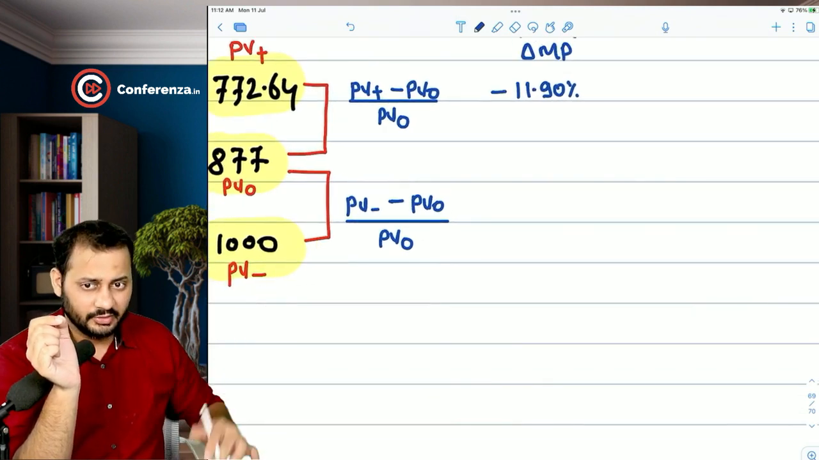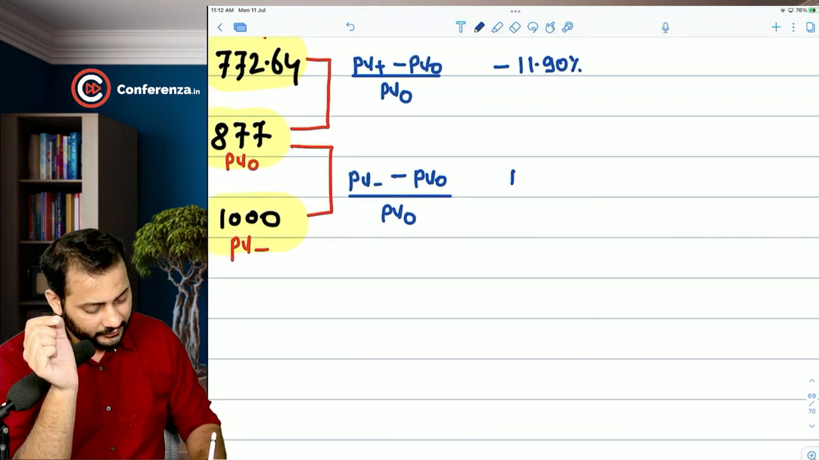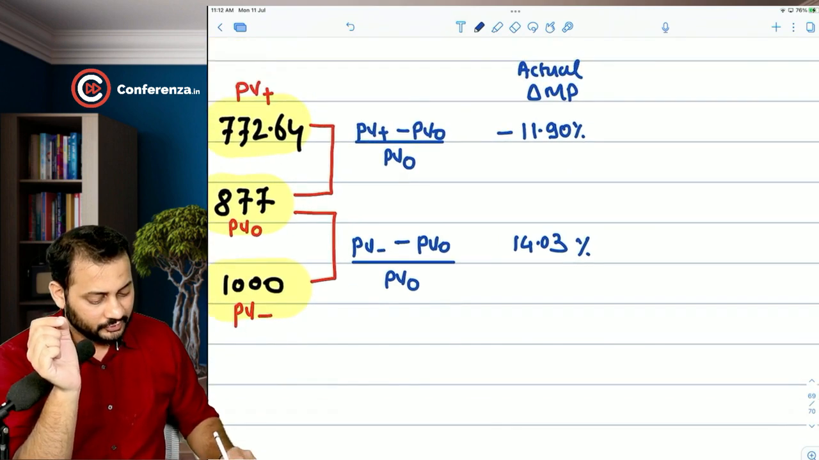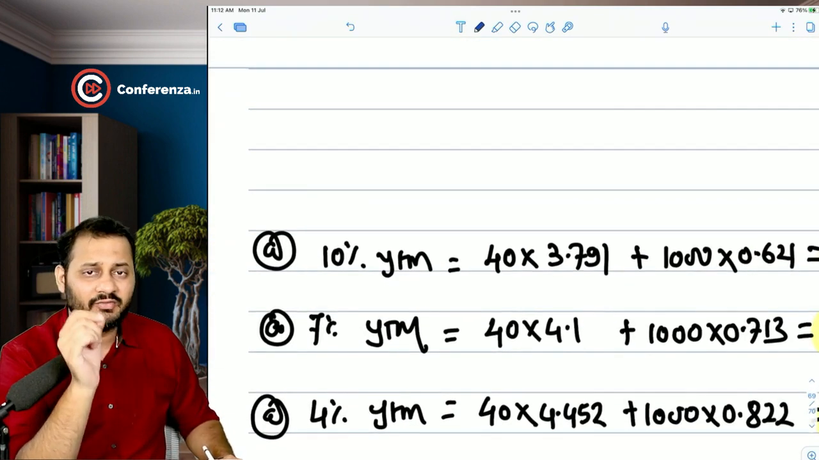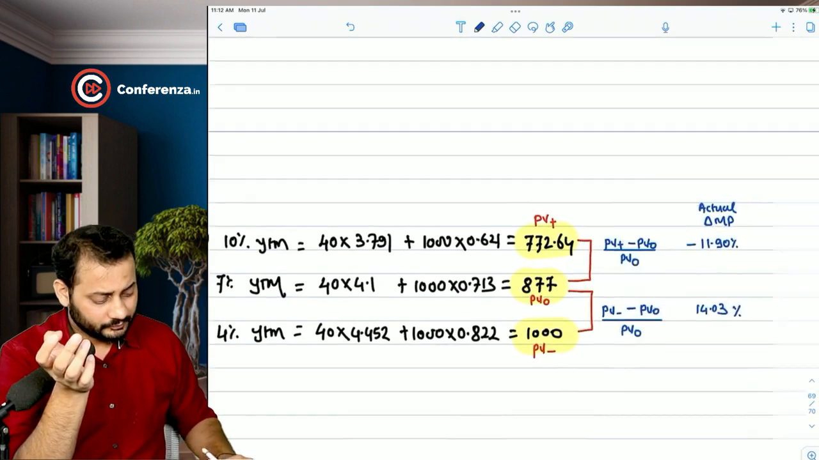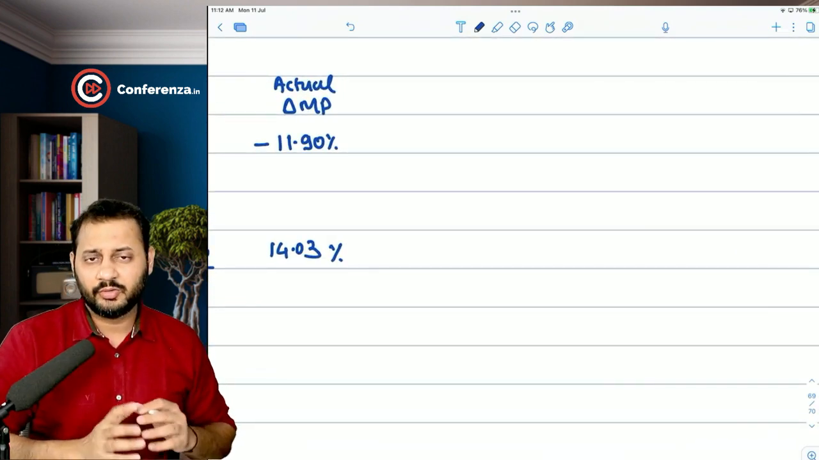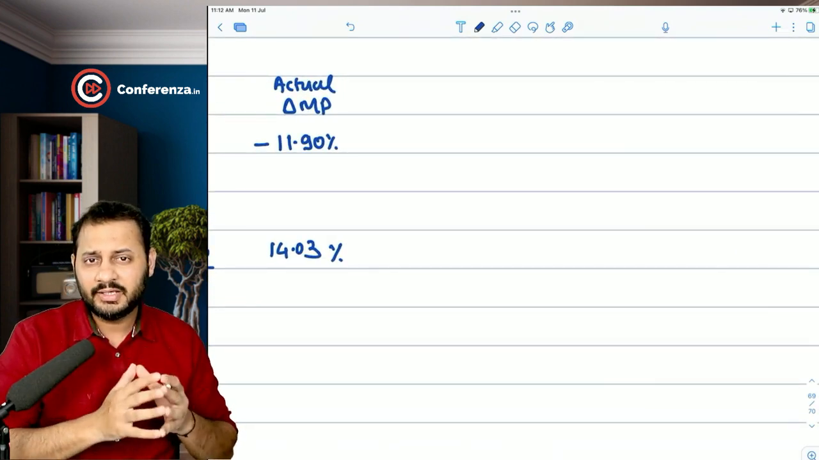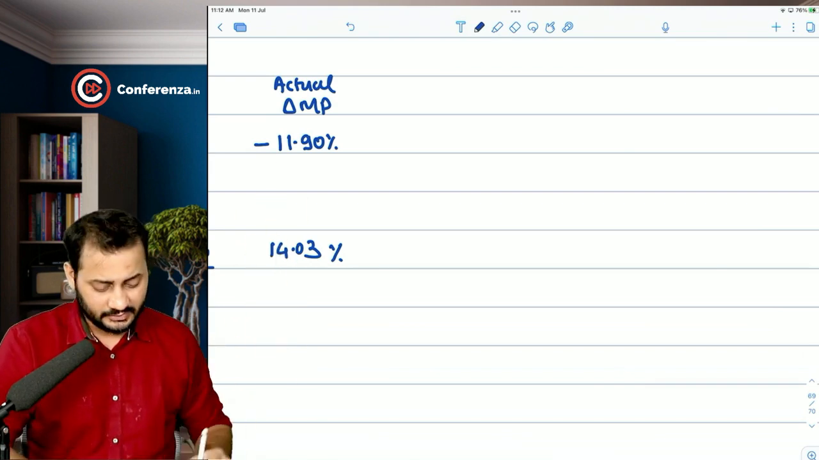Okay, do it with the second item. 1000 minus 877 divided by 877 into 100, that will give you 14.03%. So these are the actual change in the market price when you increase or decrease the YTM by, let's say, 3%. According to the modified duration, if you simply multiply the modified duration with 3%, this should be the answer.